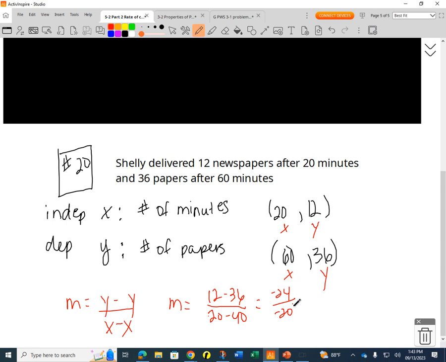I could do it all in one step if I use grouping symbols. If I use parentheses, I can do the whole thing on my calculator just like that. Negative 24 divided by negative 20 gives me 1.2. So my slope, which is my rate of change, is 1.2. It's a positive number, so it's a positive slope. As the number of minutes increases, the number of papers delivered increases. Any questions on that one?